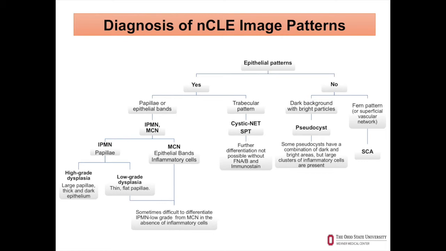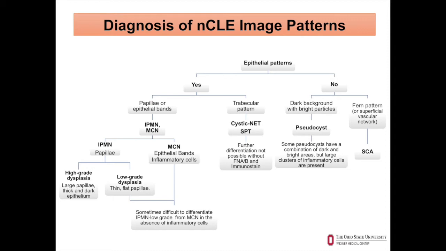The next cyst type, which is mucinous cystic neoplasms, have much flatter epithelial bands. They don't have the typical papillary configuration, and more often than not you tend to see clusters of inflammatory cells and sometimes a dark background with bright autofluorescent inflammatory cells.